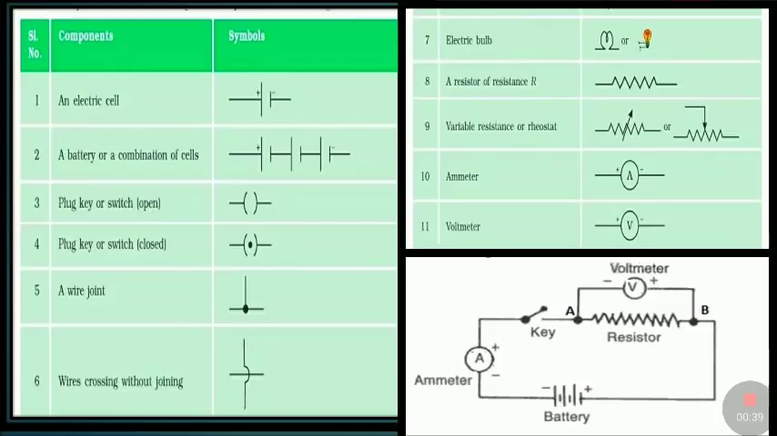Here is a typical electric circuit where you have your ammeter, battery in series, your resistor, your key, and your voltmeter.